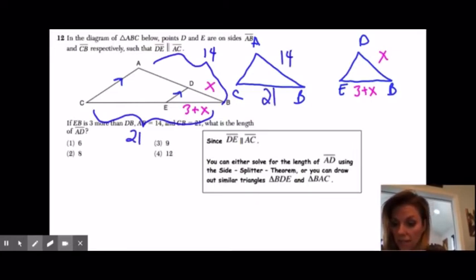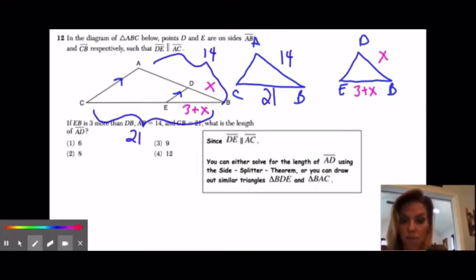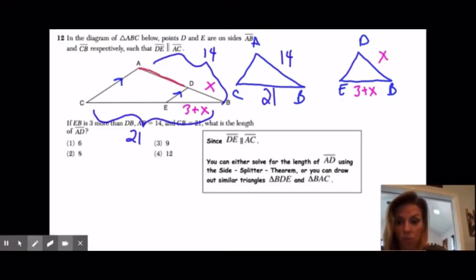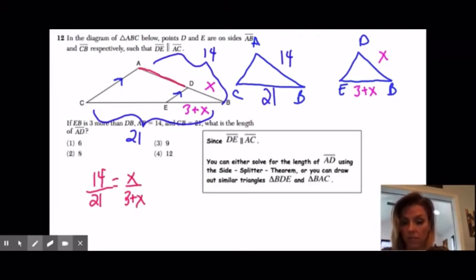Now, Mrs. Natalizio's class, if you guys want to use the side splitter theorem, feel free. My guys, because these are similar, we're going to set up a proportion and cross multiply. Make sure that we answer the question, which is what is the length of AD? So we'll figure that out in just a second. 2 ways to set up the proportion. I'm going to do 14 over 21 equals X over 3 plus X. You could have done 14 over X equals 21 over 3 plus X as well.